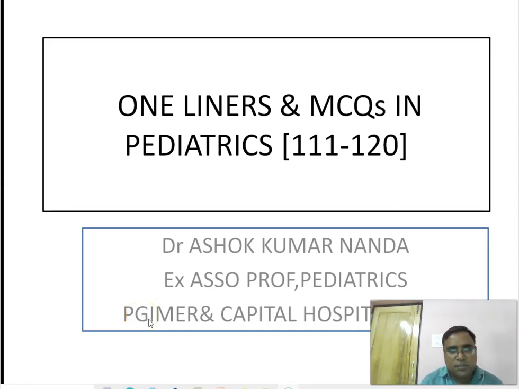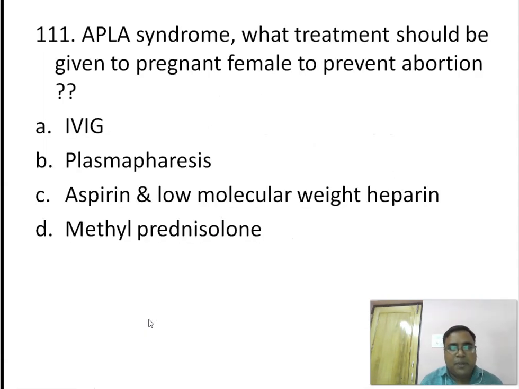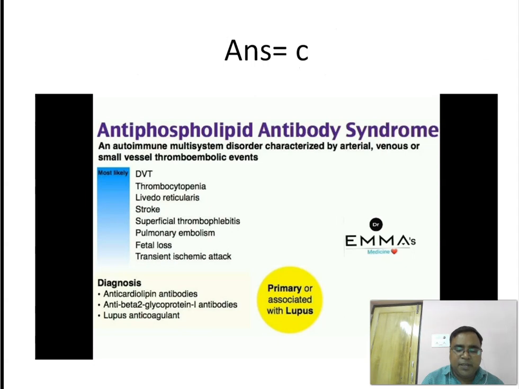Today we are going to discuss another set of one-liners in relation to our pediatrics. To start with, APLA syndrome, antiphospholipid antibody syndrome. What treatment should be given to the pregnant female to prevent abortion? Is it IVIG? Is it plasmapheresis? Is it aspirin or low molecular weight heparin or methylprednisolone? What is your answer? The answer is aspirin and low molecular weight heparin.